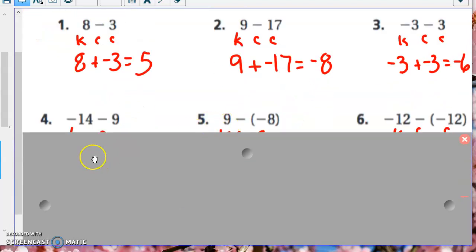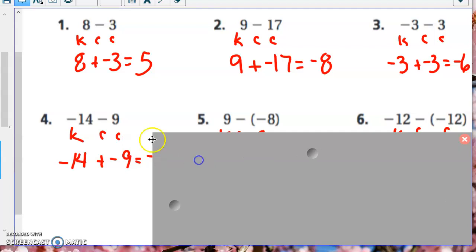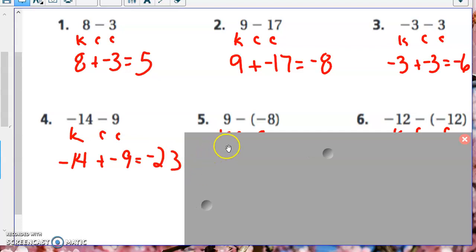Okay, these bottom ones. So again, negative 14 stays the same. Then I change the minus sign here to a plus, and the opposite of 9 is negative 9. These have same sign, so I add and keep the same sign. That gives me an answer of negative 23.